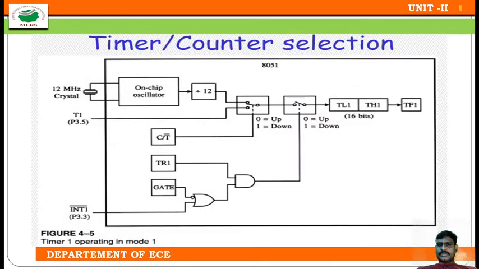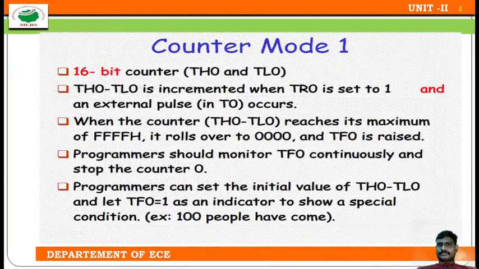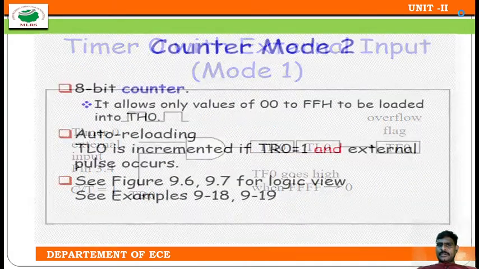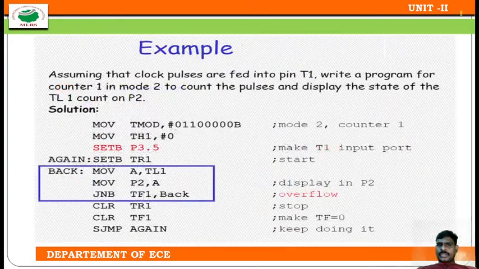Okay, for the timer solution, this initial pin has to be given, and this is a block diagram of how it is going to be set. Again, modes of operation: 16-bit counter TH0 and TL0, incremented by TR1. Then the programmer can set the initial values, and this procedure is again the same as your timer programming. Okay, so mode 2 is again auto-reload. An example of this counter programming is shown here.